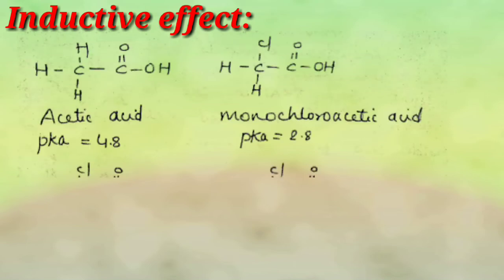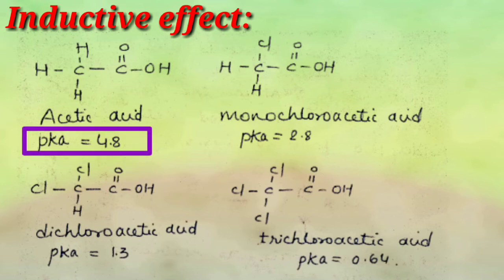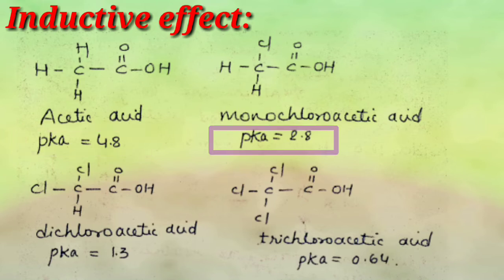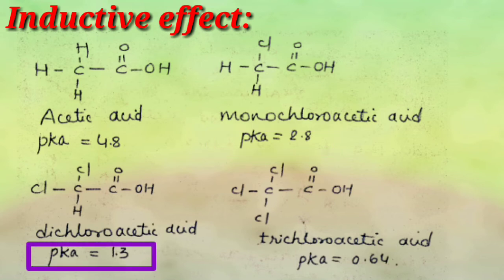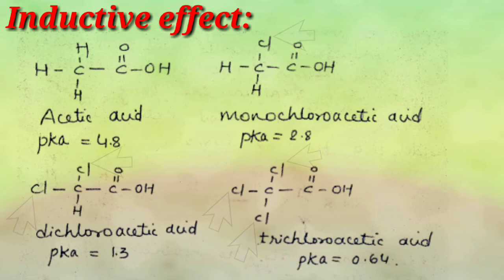Now let's compare the pK values of acetic acid and its mono, di and trichlorinated derivatives. As shown over here, acetic acid, its pK value is 4.8. Monochloroacetic acid, its pK value is 2.8. Dichloroacetic acid, its pK value is 1.3. Trichloroacetic acid, its pK value is 0.64. The presence of the chlorine atoms clearly increases the acidity of the carboxylic acid group.